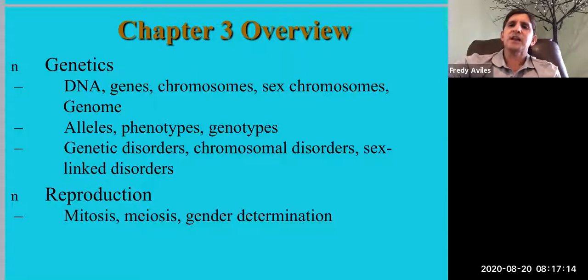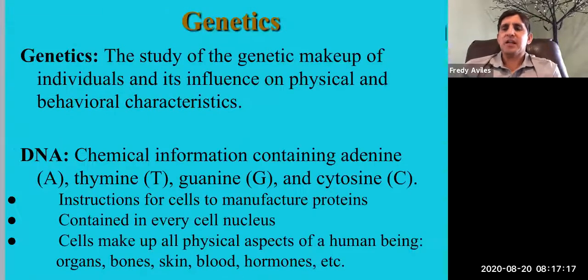Okay, genetics. First, a definition of what the study of genetics is. Genetics is the study of the genetic makeup of individuals and its influence on physical and behavioral characteristics. So it's a study all of its own: the study of our genetic makeup and how that affects us physically and even our behavior. It is related to psychology because psychology is about behavior as well. Actually, genetics affects everything. It affects your biology, and your biology affects your thinking. It affects your emotions. It affects your behavior. So genetics is related to psychology, and we need to talk a little bit about it.